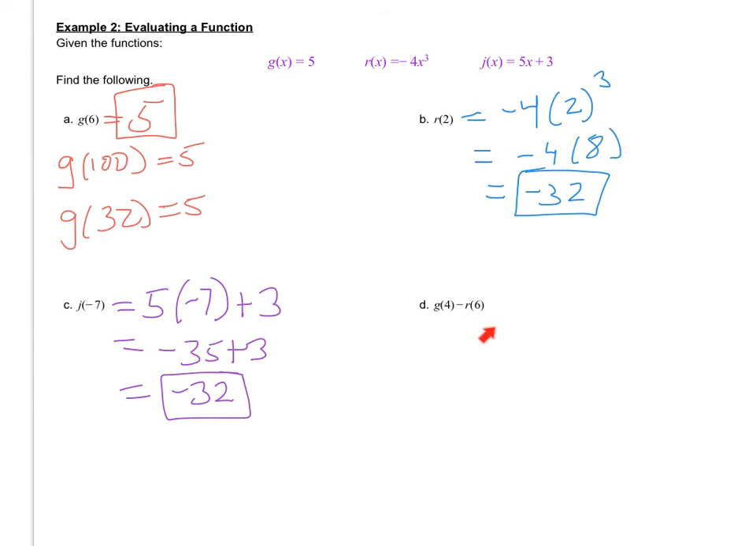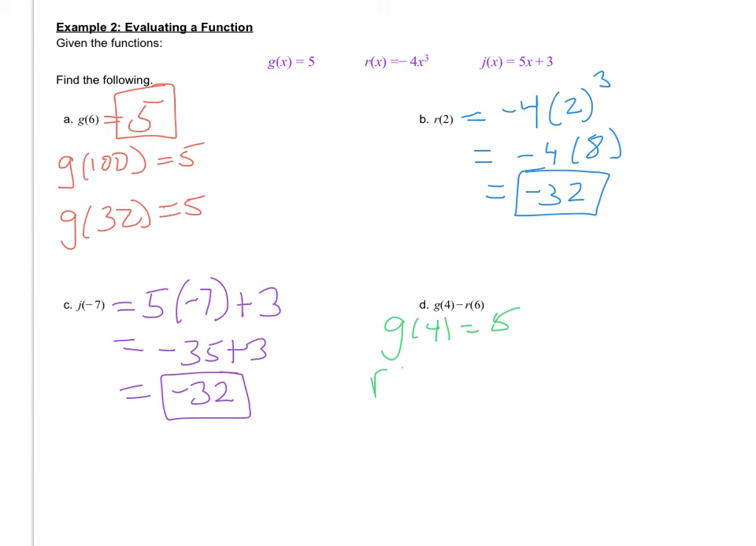Letter D, we now have two functions. We have g of 4 minus r of 6. So we are using the g function here and the r function here, and then we're going to subtract them. We're going to do those separately. So first we'll find g of 4, and g of 4 is equal to just 5. Remember, it doesn't have any x to plug in for, so 5 it is.